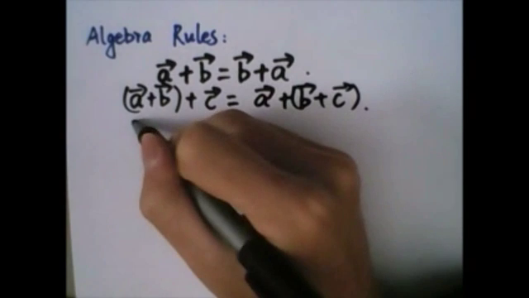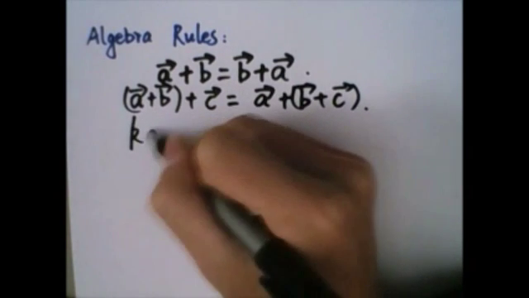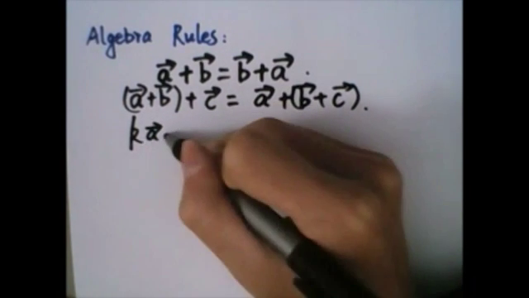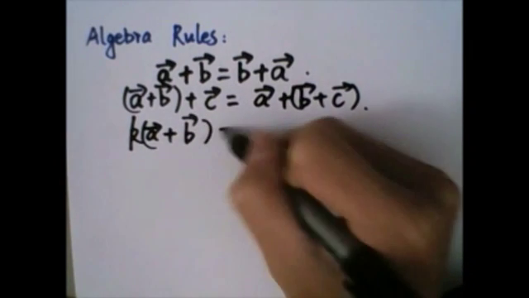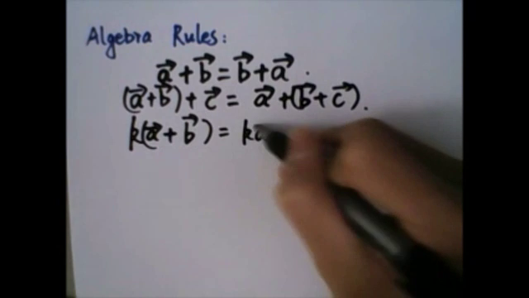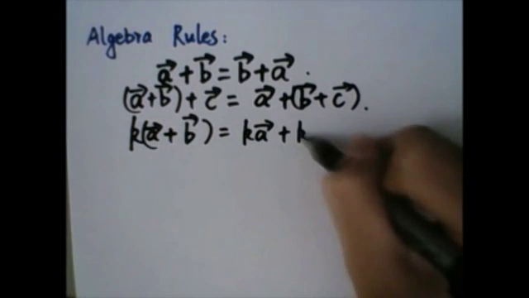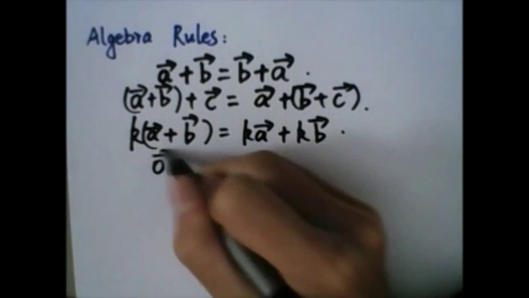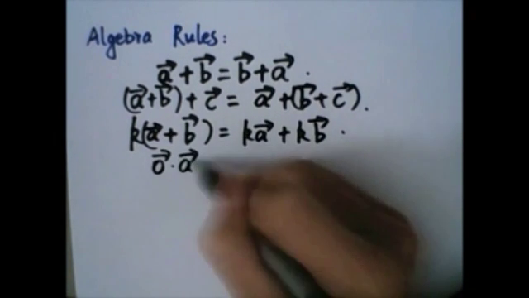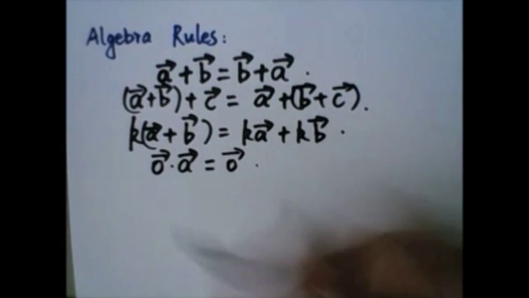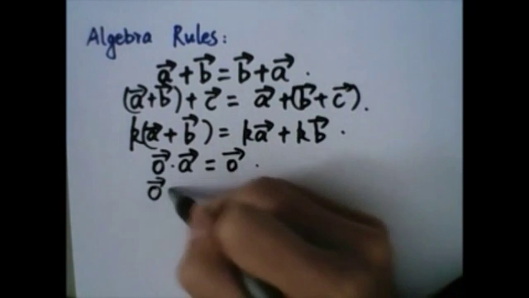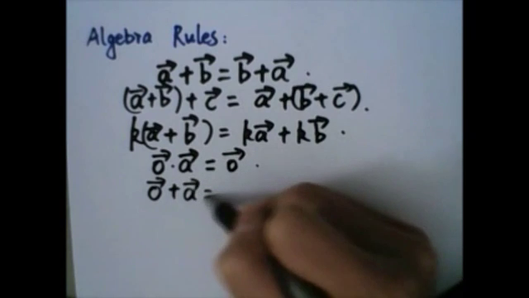And if you multiply the sum of two vectors by a real number k, then this real number k can be distributed to both vector A and vector B. And if you multiply any vector A with a 0, then the result will be just 0. Vector 0 plus any vector A would be vector A.